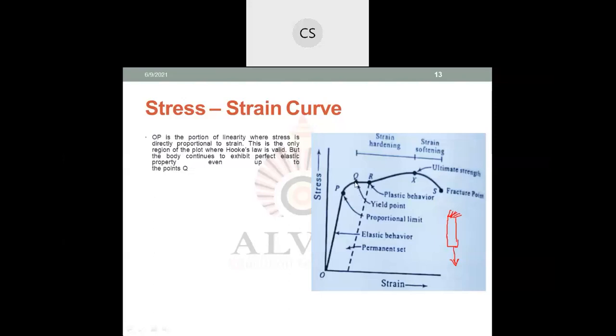But this is the limit. Q is the important part. What is the importance of Q? If you still apply the stress beyond point Q, then there will be a permanent deformation. Whatever deformation takes place will be permanent. Even if you remove the stress at point R, it will not come back to O. Then it will come somewhere here.